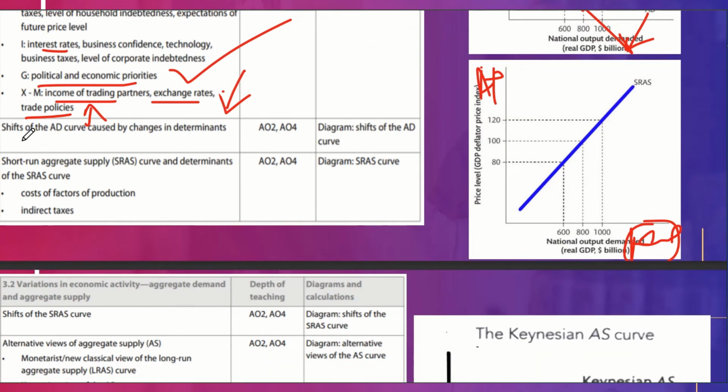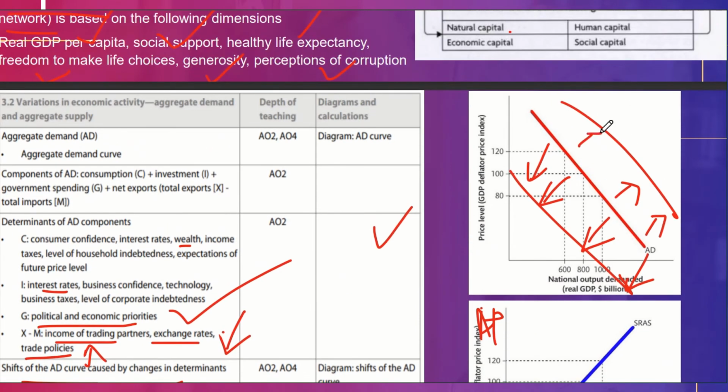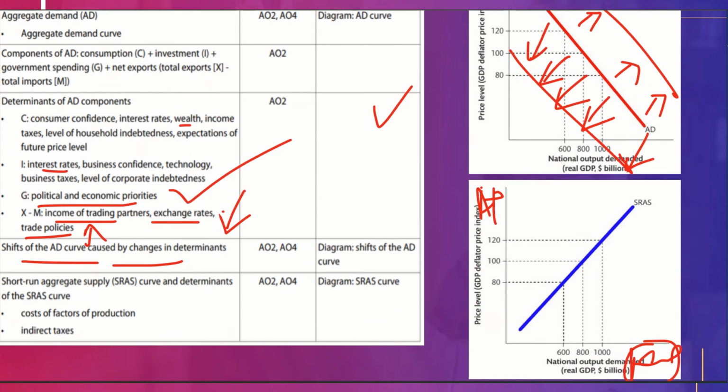Okay, and the shift of the aggregate demand curve is caused by changes in the determinants. These are the factors which will affect the aggregate demand curve, and it might increase, moving to the right side, or it might decrease, moving to the left side, based on the given information. But these are the components.